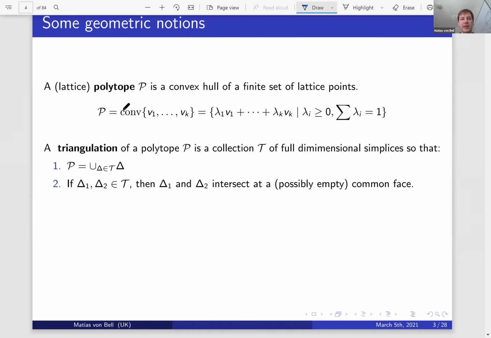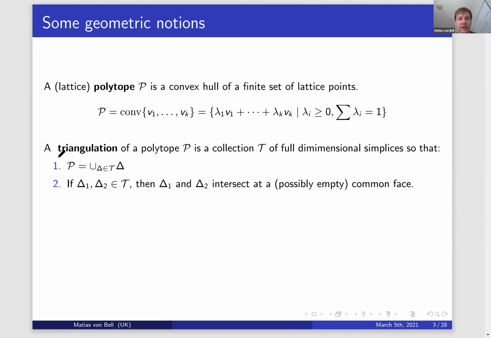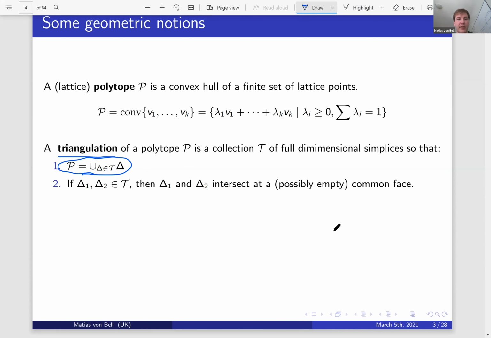And so one thing we often want to do with polytopes is triangulate them, and a triangulation is defined as a collection of full dimensional simplices that when you put them all together, you get the polytope itself. And then any two simplices that you have intersect at a common face. And that common face could be the empty face, so they don't actually have to intersect. But if we have these two properties, we can call it a triangulation.